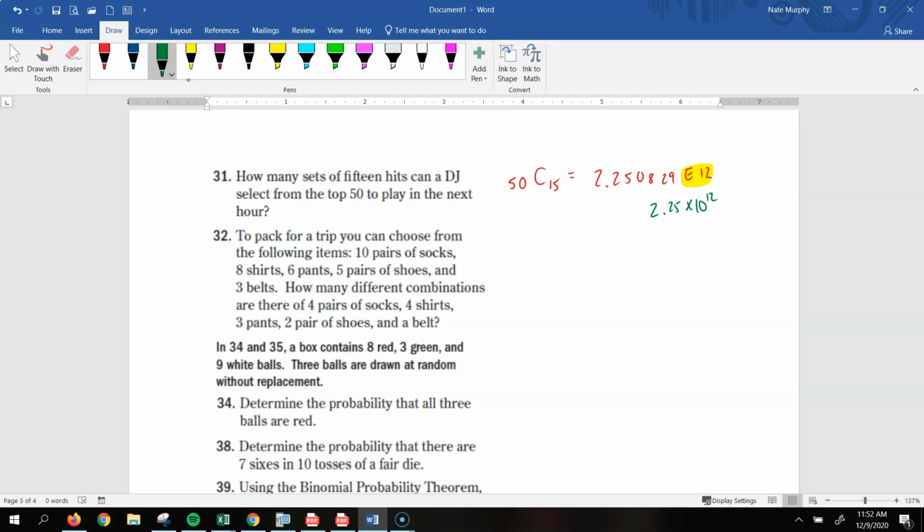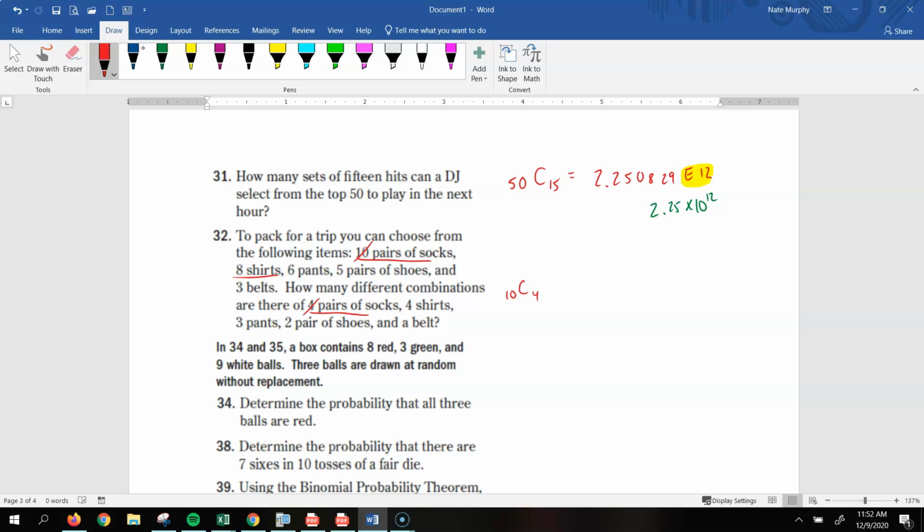All right, 32. To pack for a trip, you can choose from the following items: 10 pairs of socks, 8 shirts, 6 pants, and so on. How many different combinations are there of 4 pairs of socks, 4 shirts, 3 pants, 2 pairs of shoes, and a belt? All right, let's start with the socks. So there's 10 pairs of socks, and we're going to choose 4 of them. Okay, so I'm done with those.